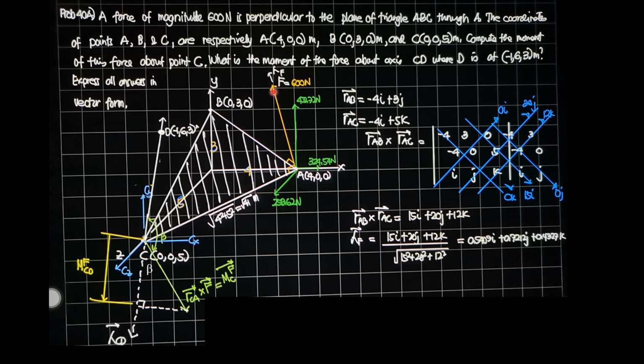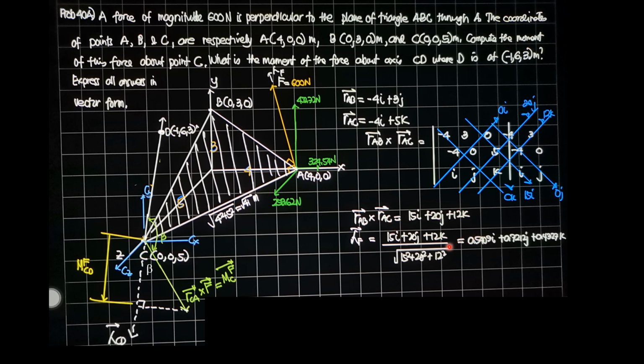Therefore, the unit vector of that direction of F is vector RAB cross RAC divided by the magnitude, which is the square root of 15 squared plus 20 squared plus 12 squared. So the unit vector of F is 0.5409i plus 0.7212j plus 0.4327k. So later on, when we compute the moment of the force about axis CD, based on the figure, we have to obtain the mixed triple product RAB cross RAC.